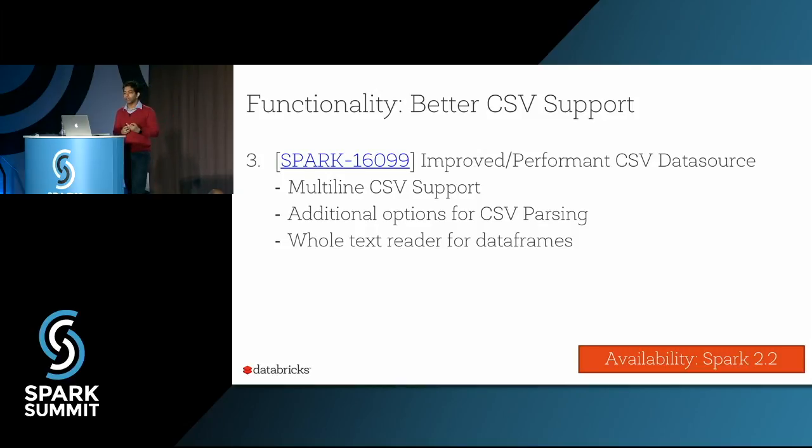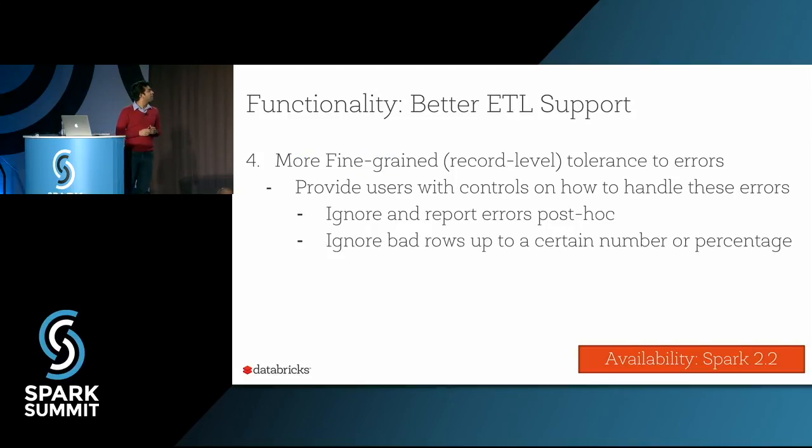Next, we are also working on a much more improved and performant CSV data source. Improvements in this area might include multi-line CSV support. It can include a wide range of options for additional CSV parsing. And finally, a whole text reader for data frames. Again, this would be released in Spark 2.2, which would be code freeze later this month.